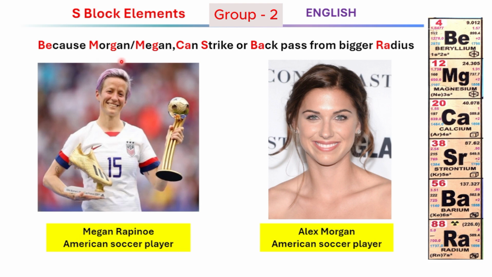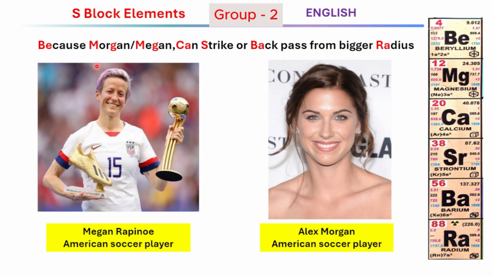Now, what is the reason the men's team lost the match? Because of Morgan or Megan, you can take either name, both are very famous soccer players. So this is Megan and this one is Morgan. Morgan sounds like an actress, but she is a very talented American soccer player. So you can remember by any one of their names.